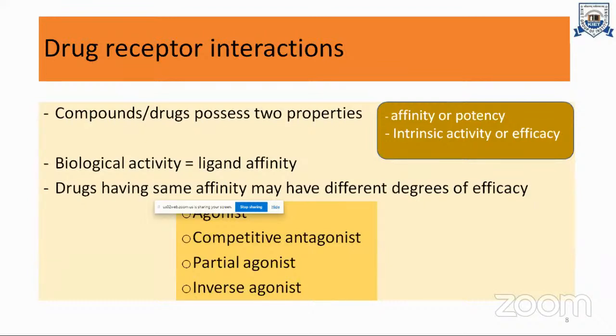Now this affinity or efficacy of the drug can vary based on the kind of interaction it is showing with the receptor. It may be acting as an agonist, a competitive antagonist, a partial agonist, or an inverse agonist. So based on the mechanism, how it is going to interact with the receptor, we are going to predict the mechanism of action for certain molecules. So these are a few basic points.